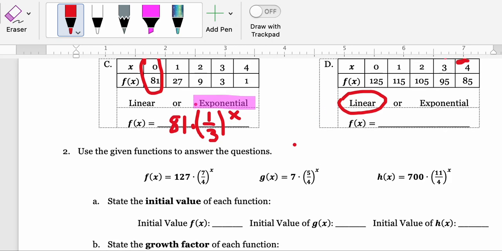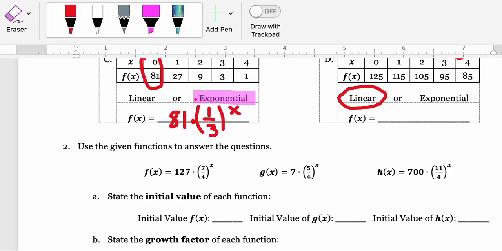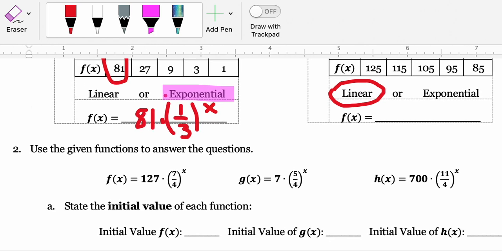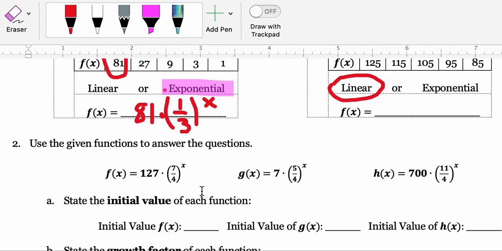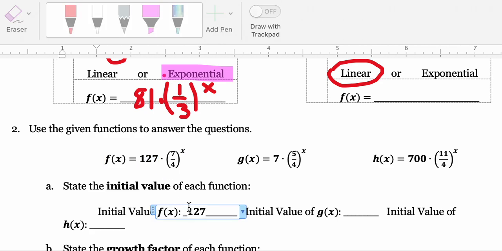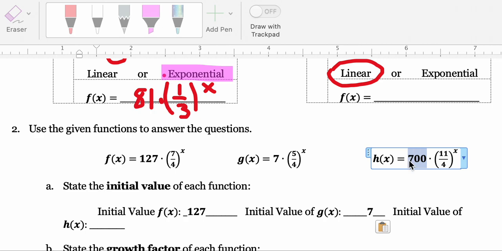Okay, so let's take a look at number 2. Let's see if I can make this bigger. All right, number 2, use the given function to answer the questions. Okay, so we have f of x. Our initial value is 127. For g of x, our initial value is 7, right? A is the initial value. And for h of x, our initial value is 700.